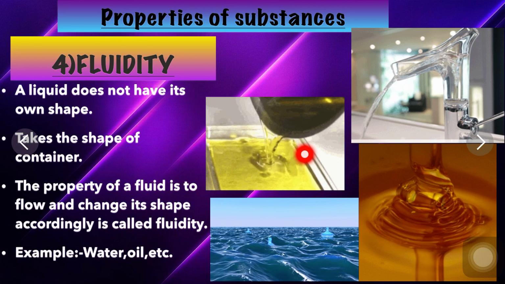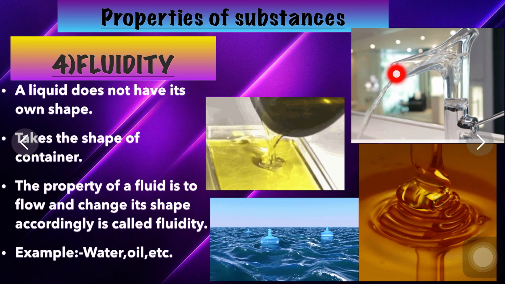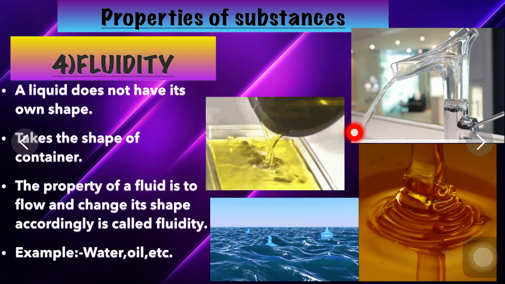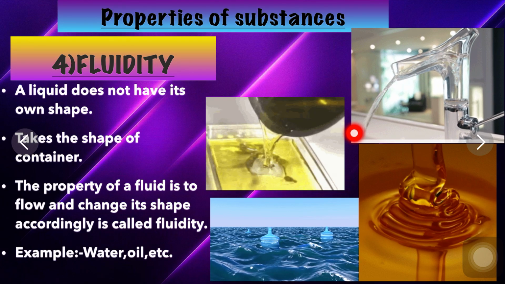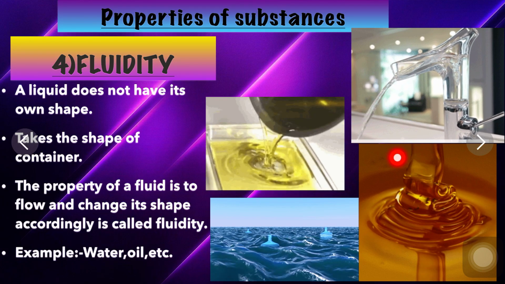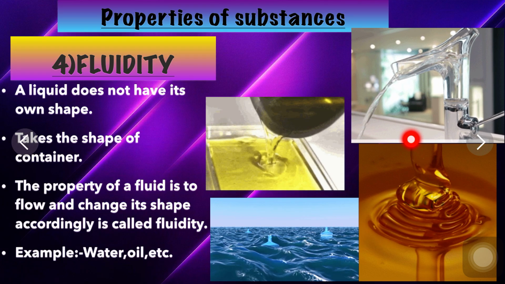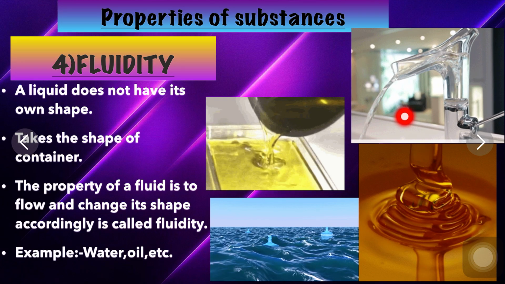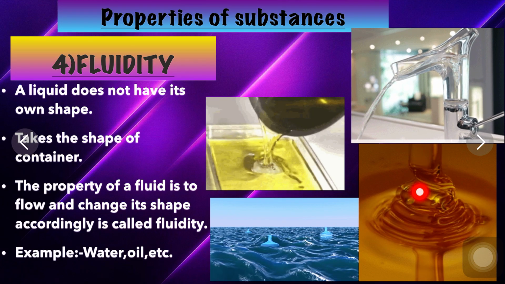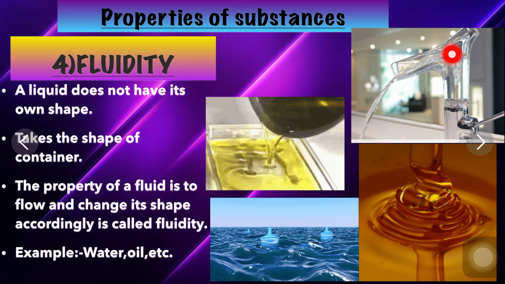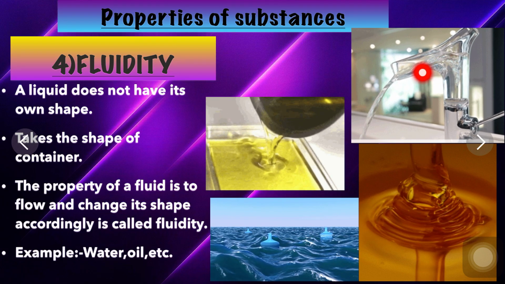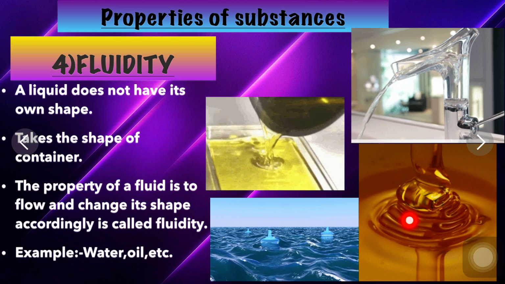They didn't flow from down to up, but they flow from up to down. Okay, sloping surface. So, this property is called fluidity. The fluidity of any liquid is determined by how easily it flows. Examples of substances which show fluidity are water, oil, honey, etc.